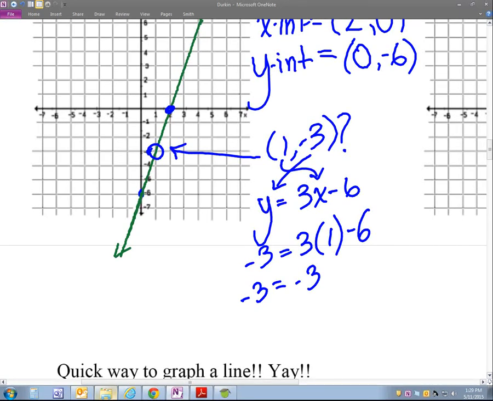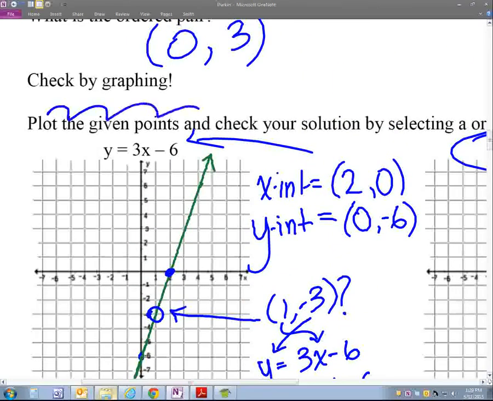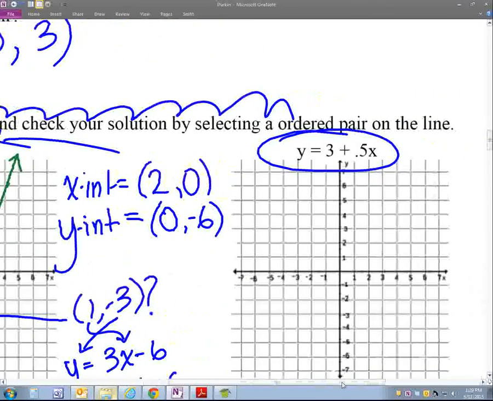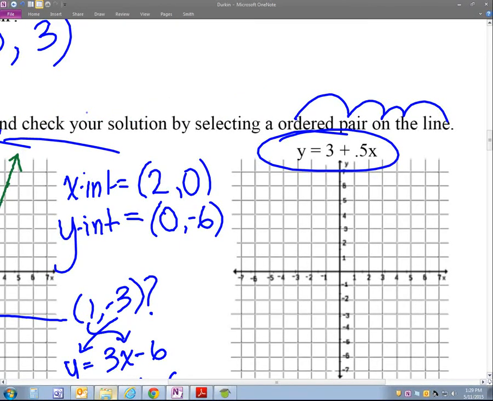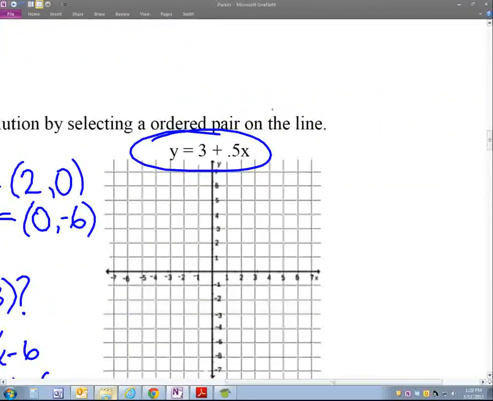Why did you just pick a random one? Because that's what it told me to do right here. Plot the given points and check your solution by selecting an ordered pair on the line. Also, finding the coordinates, all of them have 0 in them. If you're trying to find x, y will be 0. If you're looking for y, x will be 0. It's the opposite.